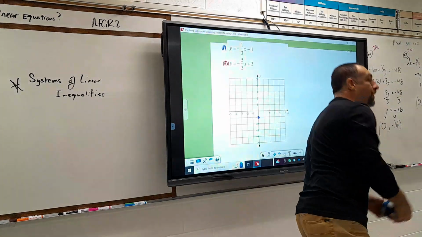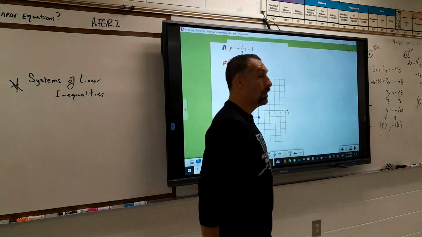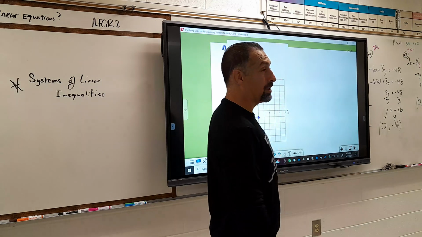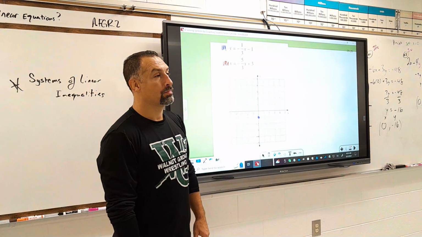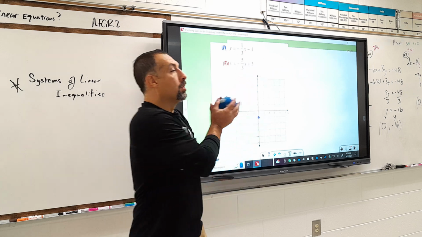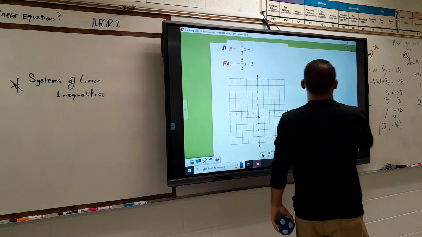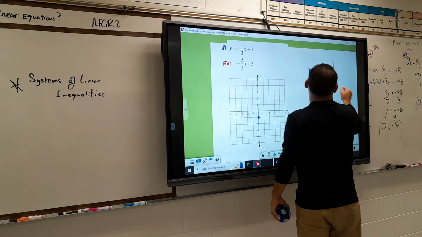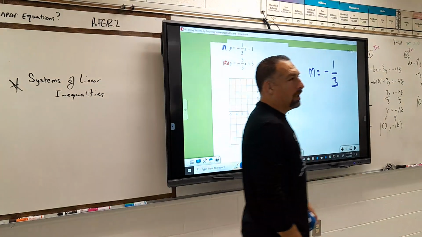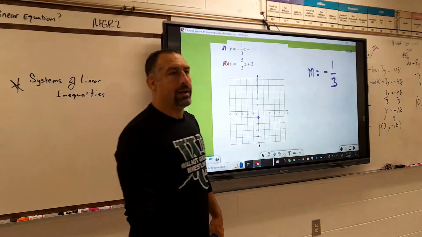Okay, first we need to figure out what is the slope. What is the slope for the blue equation? Okay. I got it. Yes. So our slope is negative 1 over 3. That's what I said. Go up 3. He said go up 3. He didn't say go up 3. Okay, it's negative 1 over 3.